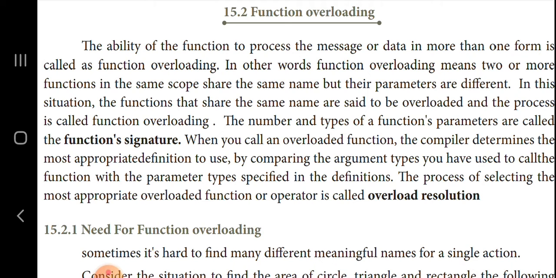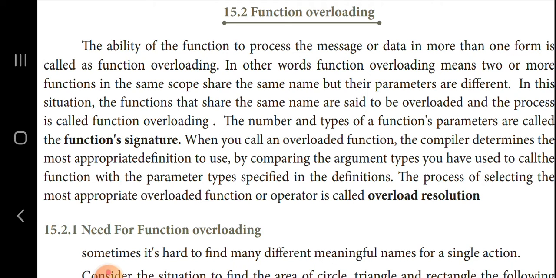When you call an overloaded function, the compiler determines the most appropriate definition to use, by comparing the argument types you have used to call the function with the parameter types specified in the definition. So how can the functions be invoked? The function can be invoked by its name. In function overloading, all the functions have the same name, that is draw. So how can the compiler differentiate? The compiler can find the appropriate function by using their number of parameters and their data types.